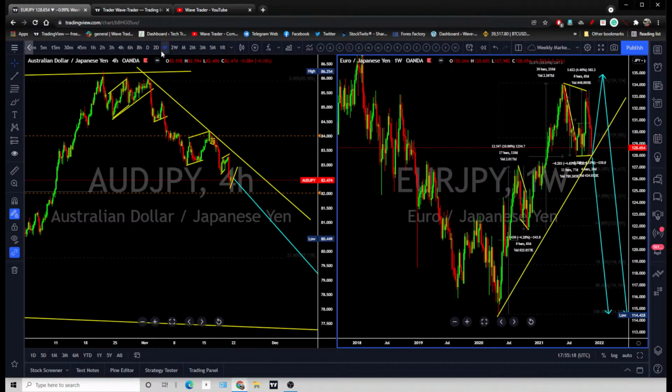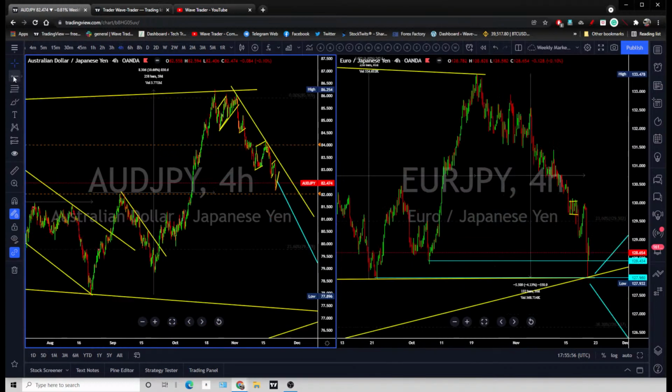If you watch that video for another breakout, within that video I was talking about the target on the euro yen. It has tagged both targets. Euro yen tagged that target, and tagged that target. So Aussie yen is still far away from that target.